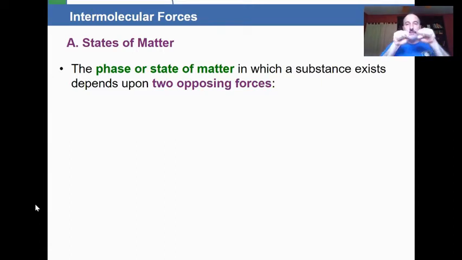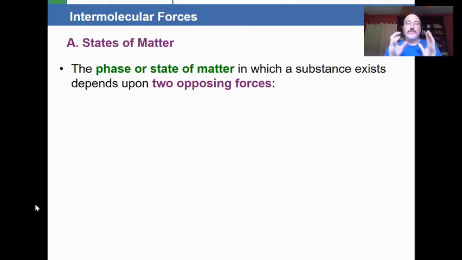So you've got the particles, and remember, in a solid, the particles are right next to each other, and they cannot move in comparison to each other. In a liquid, they are right next to each other, but they can move in comparison to each other. And in a gas, the particles are really far apart, and they're flying all over the place, bouncing off each other, bouncing off the walls, and so forth.